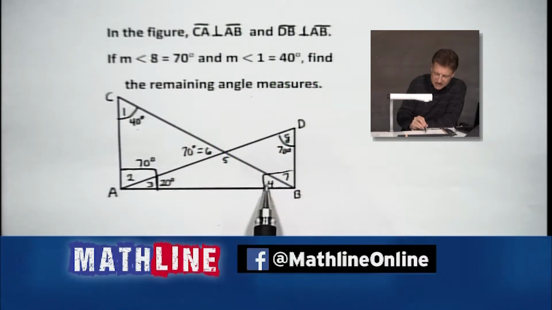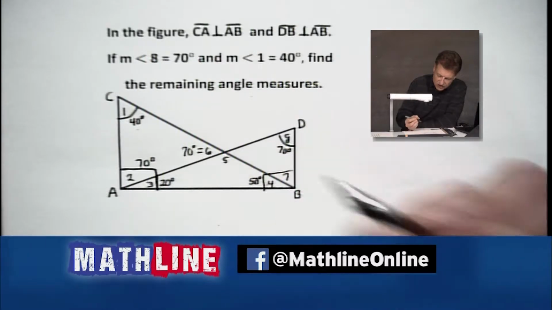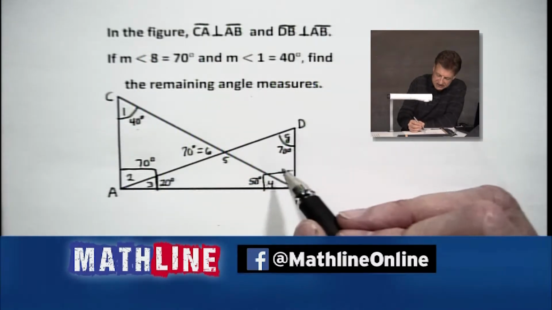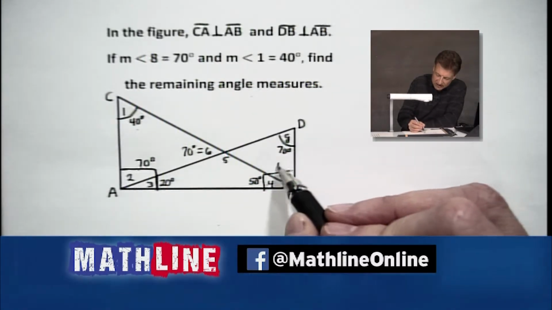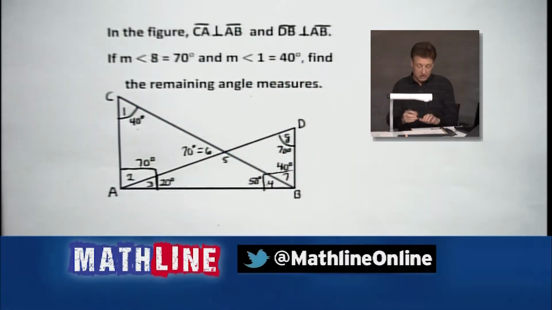40 and something gives us 90 degrees. So let's go with 50 degrees right there, which tells me this angle 7 is also going to work out at 40 degrees. Pretty good. Why? Because they are complementary also, making 90 degrees happen there.